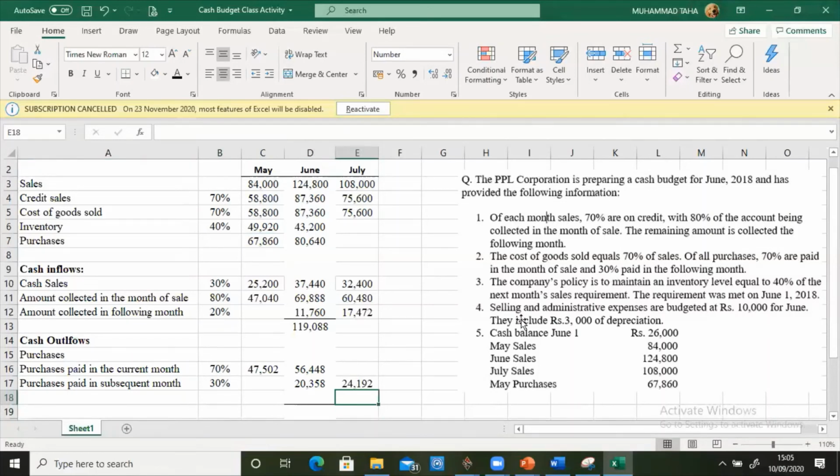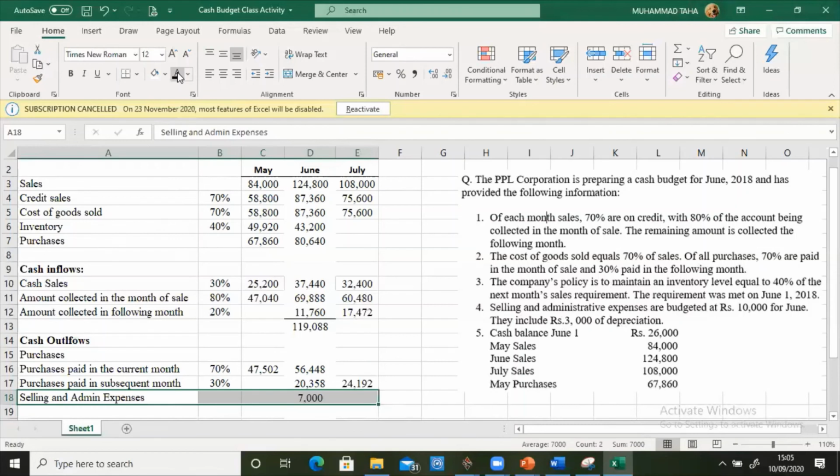Then over here it is also written that the selling and admin expenses are budgeted at 10,000 and this includes 3,000 depreciation. Because you're making a cash flow statement, you do not have to include depreciation in it. It is a non-cash expense. So after removing depreciation, the selling and admin expenses that are being deducted in the form of cash will be 7,000. So these are your total cash outflows.